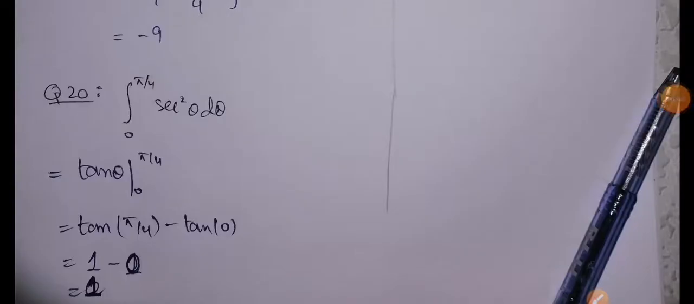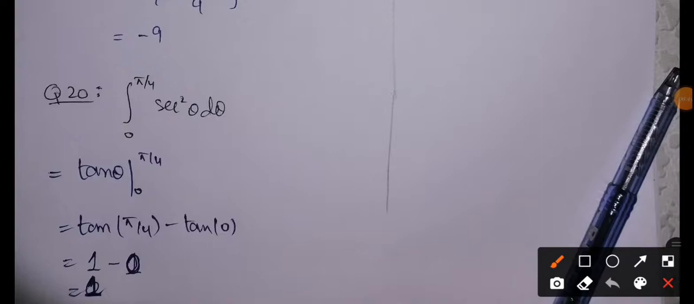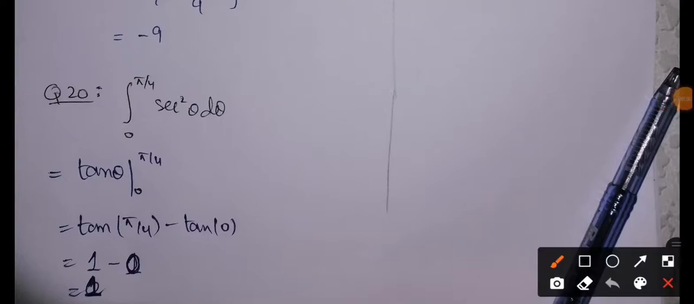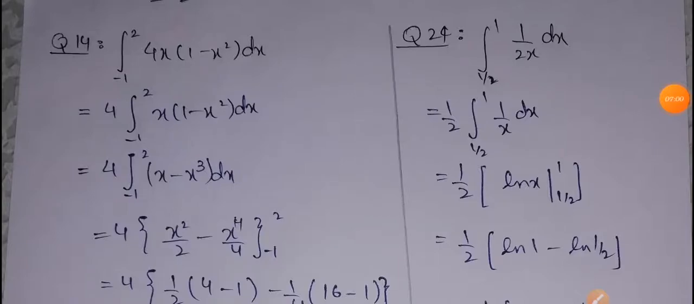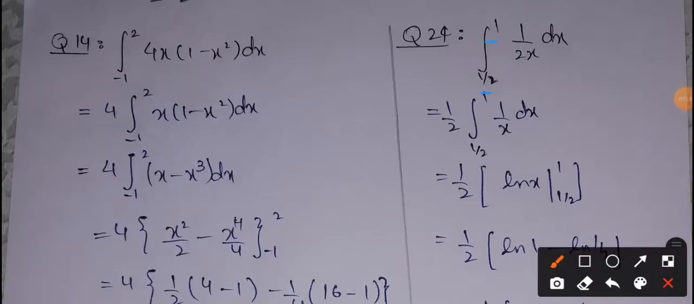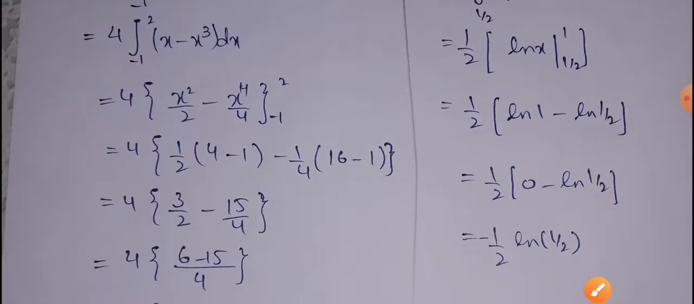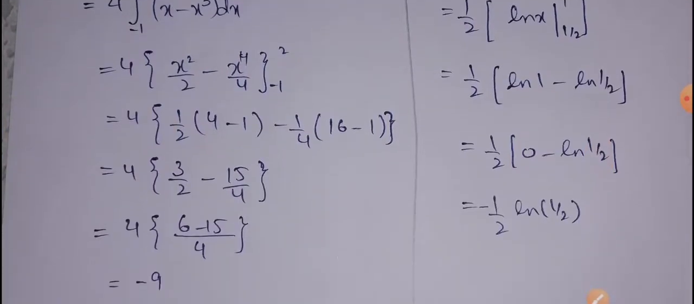Next we have question number 20 from the exercise, integral from 0 to pi by 4 secant square theta d theta. Now we know the integral of secant square theta is tan theta, so inserting the limits, upper limit minus lower limit, that is tan of pi by 4 minus tan of 0, it will be 1 minus 0, that is 1. Next we have question number 24, integral from 1 by 2 to 1 of 1 by 2x dx. So taking 1 by 2 out of the integral, we are having the integral of 1 over x. We know that the integral of 1 over x is ln of x. So inserting the limits, upper limit minus lower limit, the final answer is going to be -1 by 2 ln of 1 by 2.